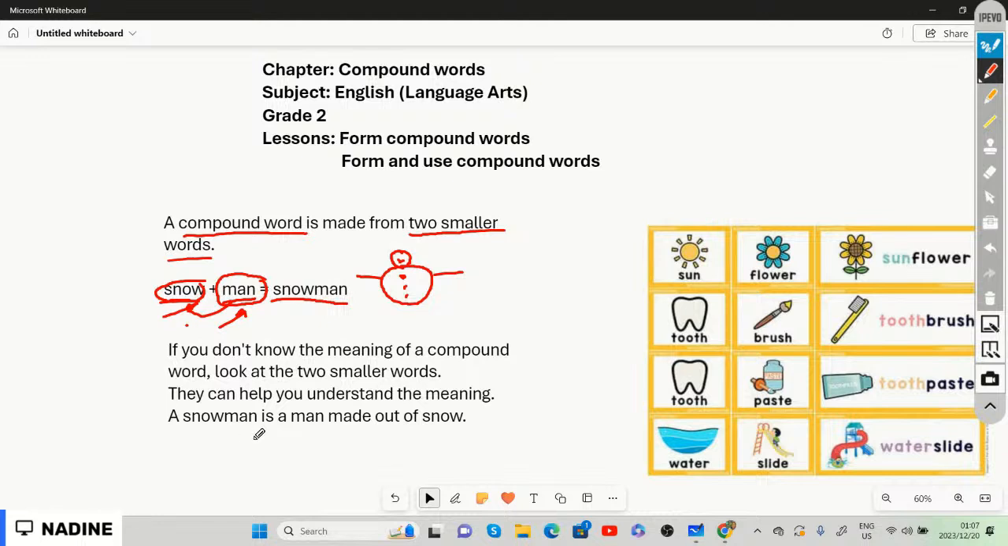For example, snowman. If you don't know what the meaning of snowman is, then you break down the two words like we just did. You ask yourself, what is snow? What is man? Now you can understand what the meaning is. So you can say a snowman is a man that is made out of snow.